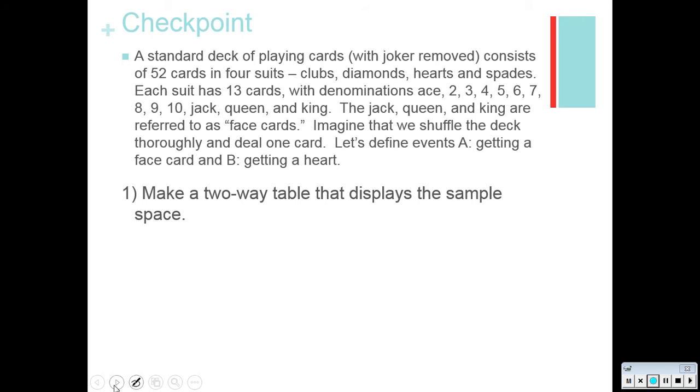So here's an example, and it says a standard deck of playing cards with jokers removed consists of 52 cards in 4 suits: clubs, diamonds, hearts, and spades.